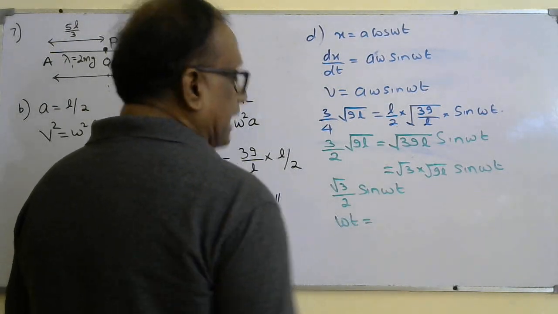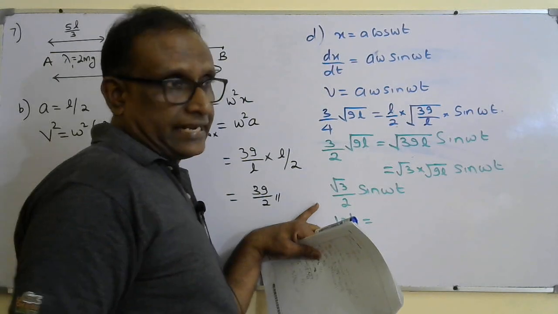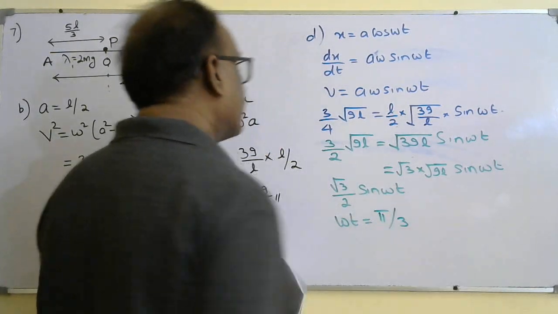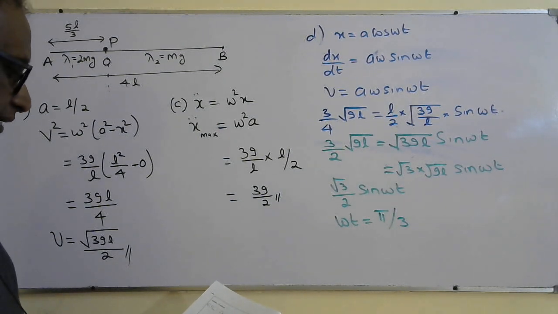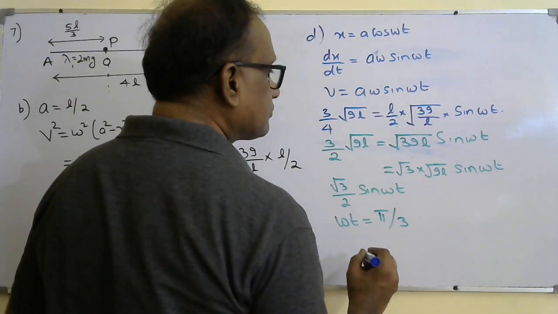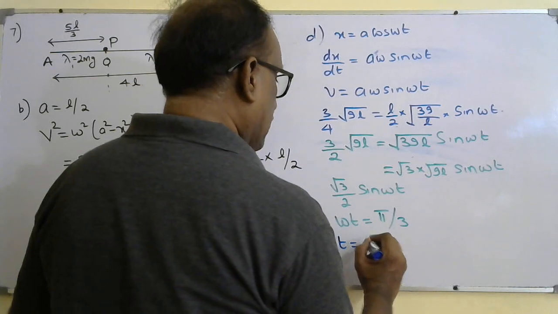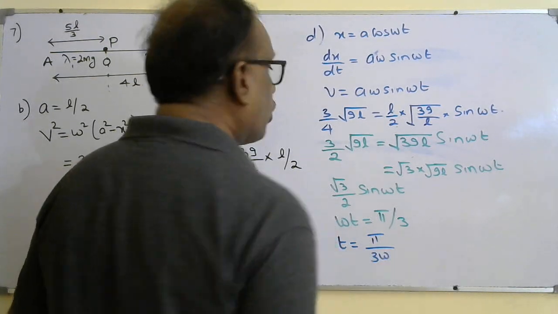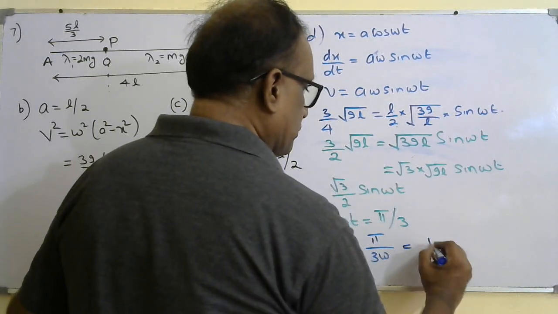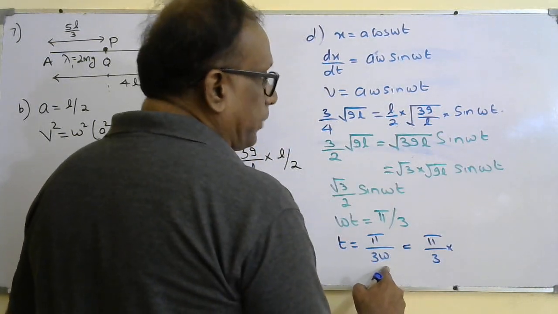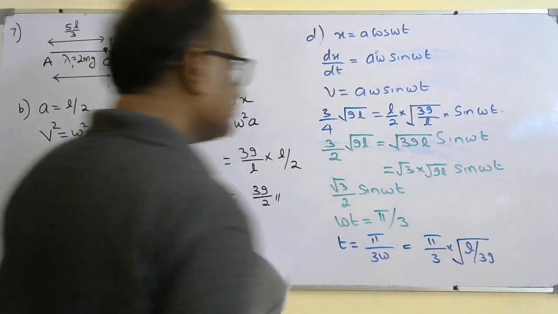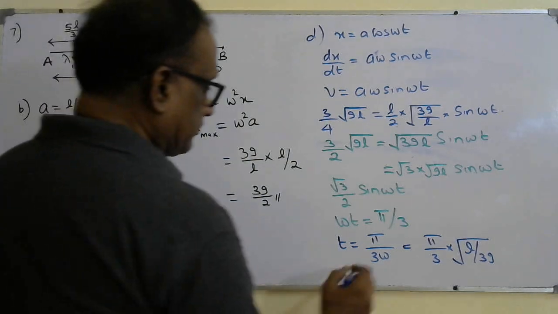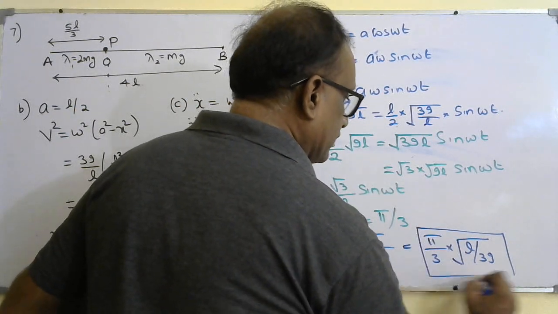So omega t is going to be sine inverse of root 3 by 2. If you take it in radians, that will be pi by 3, that is 60 degrees. But we have put it in radians, so omega t equals pi by 3. We need to find the time, so t is equal to pi over 3 omega. We know omega equals square root of 3g over L, so t is pi over 3 times 1 over omega, so square root of L over 3g. So this is the answer. Final answer: pi by 3 square root of L over 3g is the time taken.